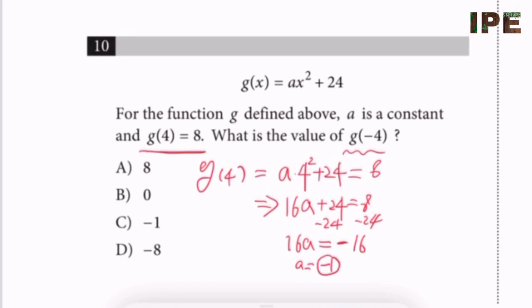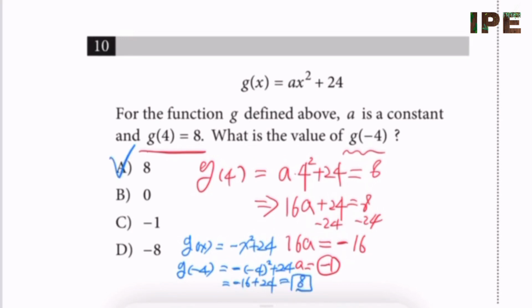So we can use negative 1 for a now. And then g(x) is now what? g(x) is ax squared, but a is negative 1. So negative x squared plus 24. Now our goal is to find g of negative 4. So now plug in negative 4 for x. Negative 4 squared, so negative 16 plus 24, which is 8. So A is the answer.